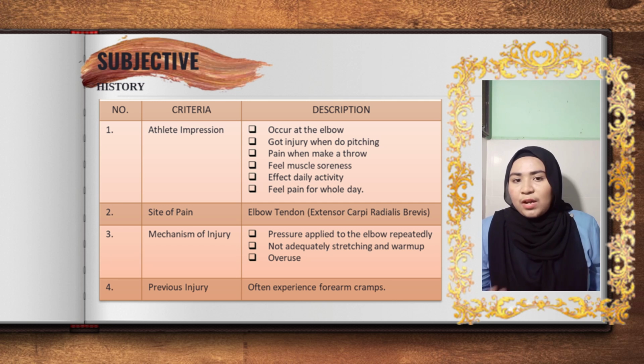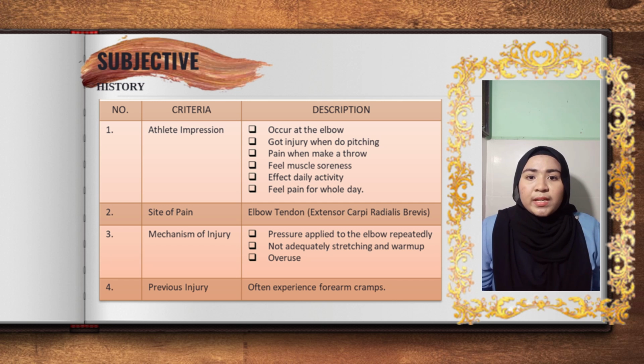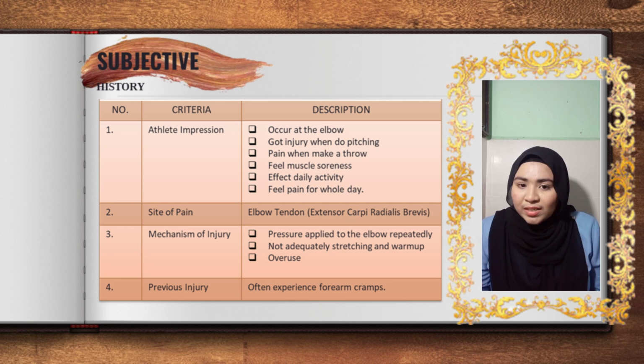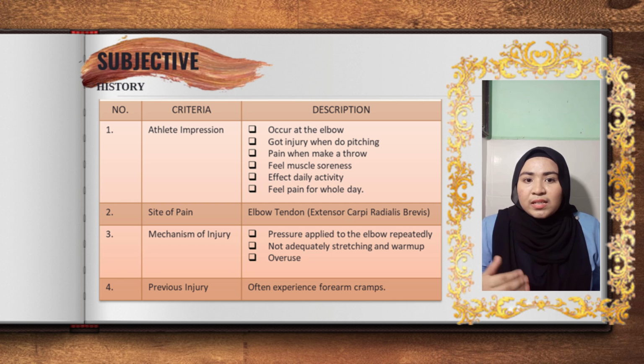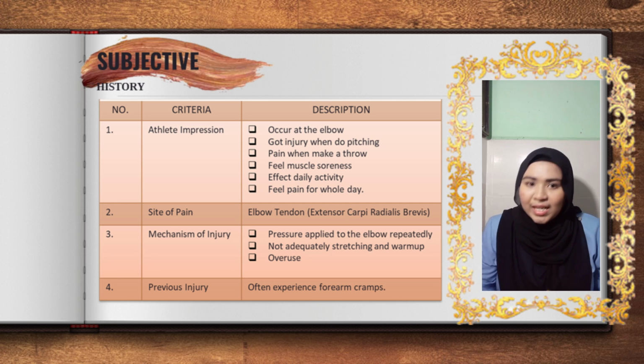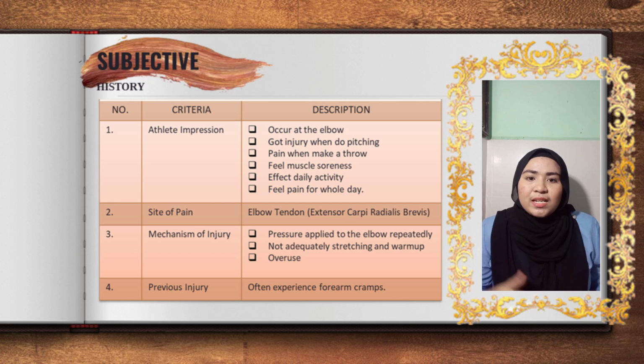Now for the site of pain, this athlete has pain in the elbow tendon, or can be said to have suffered an injury to the lateral epicondyle, in which there is a tear in the tendon of the elbow. For the mechanism of injury, some of the factors that drove the athlete to suffer such injury are pressure applied to the elbow repeatedly while doing throws in training and competition. In addition, the athlete also stated he was not adequately stretching and warming up, causing the injury to occur.